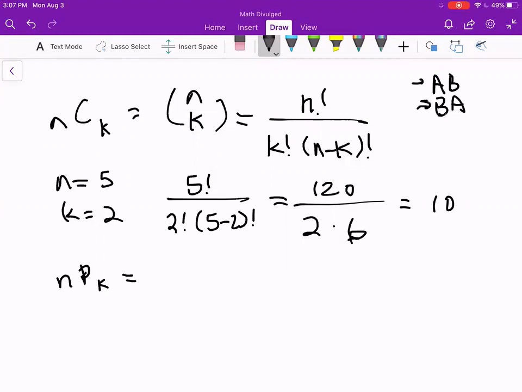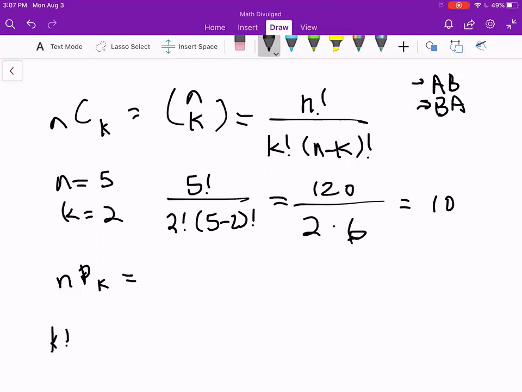Here we can do something similar. Let's say we have our combinations and we chose a set of k numbers. Then we have to order these k numbers now because we're dealing with permutations. The number of ways to order k letters is k factorial.